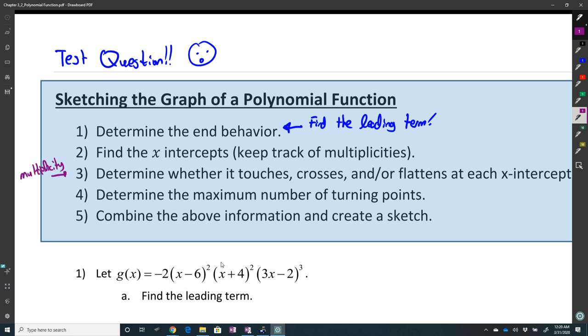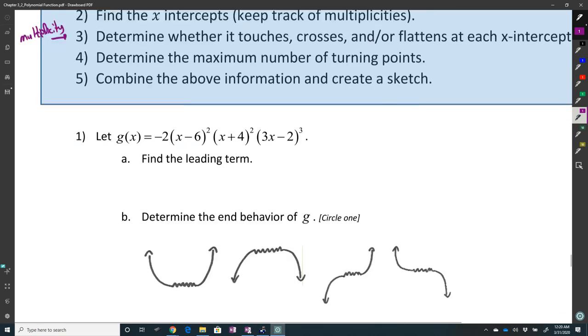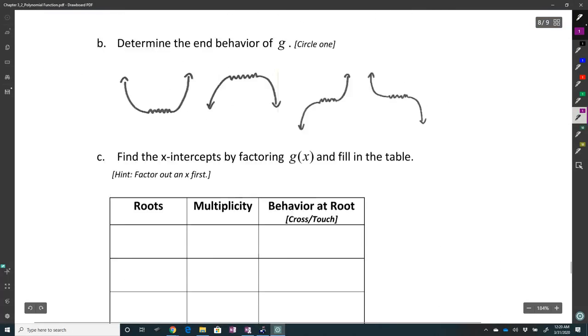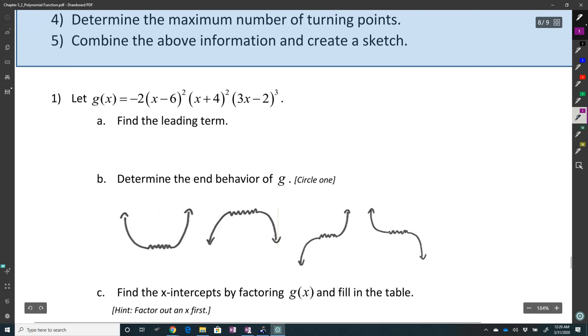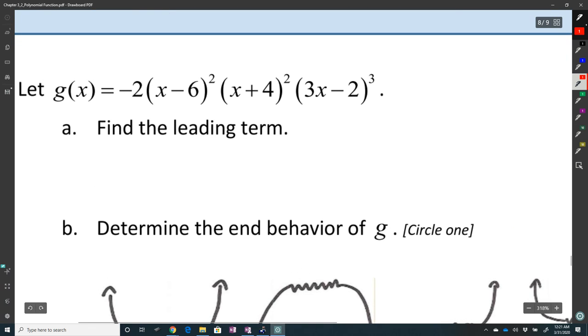So let's do that. Now this, again, I copy-pasted this from a past exam. So this is literally a question that you could expect to see on the test. Okay, so it says, I notice I forgot to relabel it. I left it as question 1. But let g of x equal this. And our first task is to find the leading term. So if we look at this equation, notice that this is pre-factored, meaning that the leading term is ugly, but the x-intercepts are going to be nice.